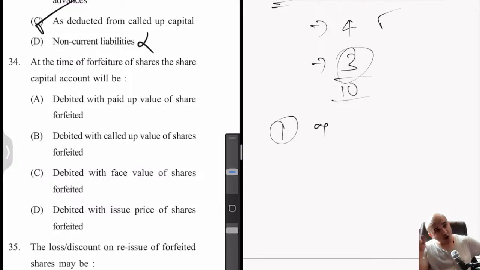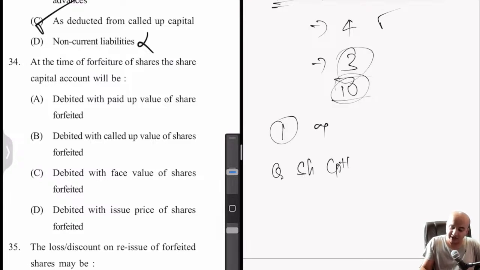But how much is called by the company? The company has already called up 10 rupees. That means the company has asked the shareholder to pay the entire 10. The moment you ask any shareholder to pay whatever has to be paid, you would have credited your share capital account to that extent. I have already credited share capital to the extent of 10 rupees because I assumed at the same time that he will pay.